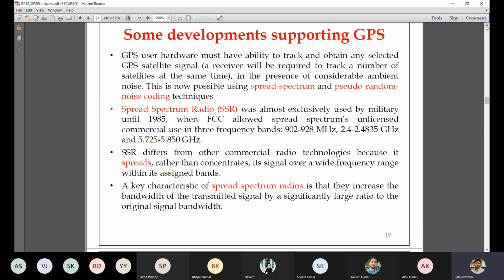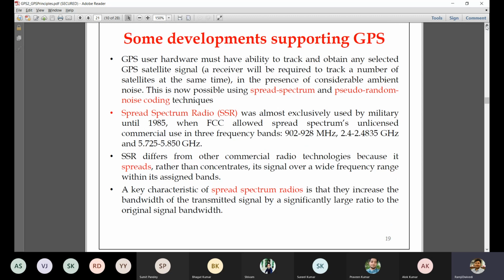So GPS user hardware must have the ability to track and obtain any selected GPS satellite signal. A receiver will be required to track a number of satellites at a time in the presence of considerable ambient noise. This is now possible because of the spread spectrum and pseudo range noise coding techniques. The spread spectrum radio was almost exclusively used by the military until 1985, pardon, when the FCC allowed spread spectrum unlicensed commercial use.